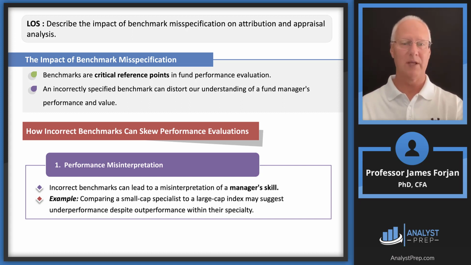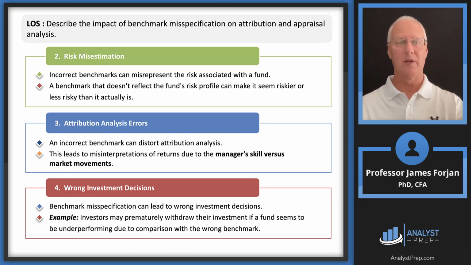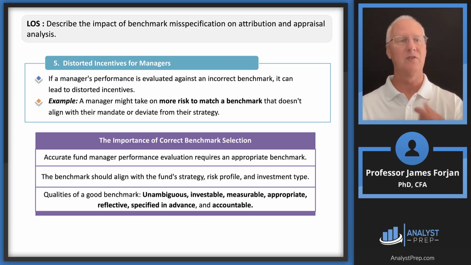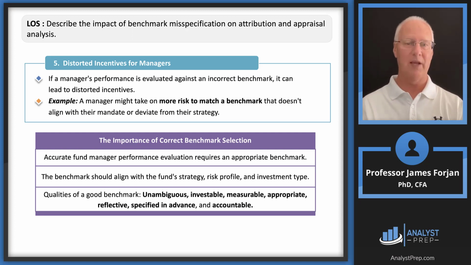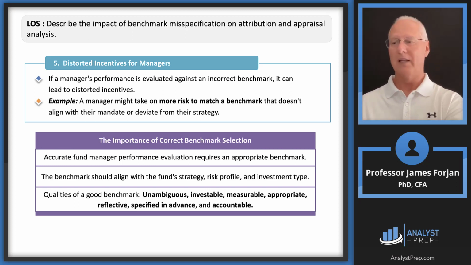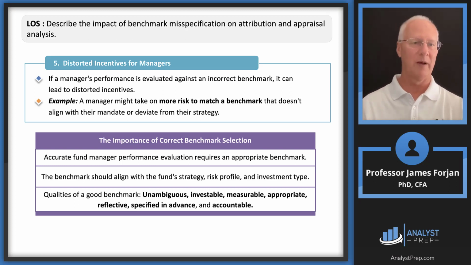And so I'm guessing that the Institute could ask a question where performance misrepresentation, risk misestimation, attribution analysis errors, wrong investment decisions, distorted incentive. These are 5 potential multiple choice answers. Now, I know you're only going to be faced with 3, but when you get to the essay part, you could go ahead and explain these kinds of things. So think about it this way. If the benchmark stinks, then everything else that we've talked about here so far in this section, that also stinks.